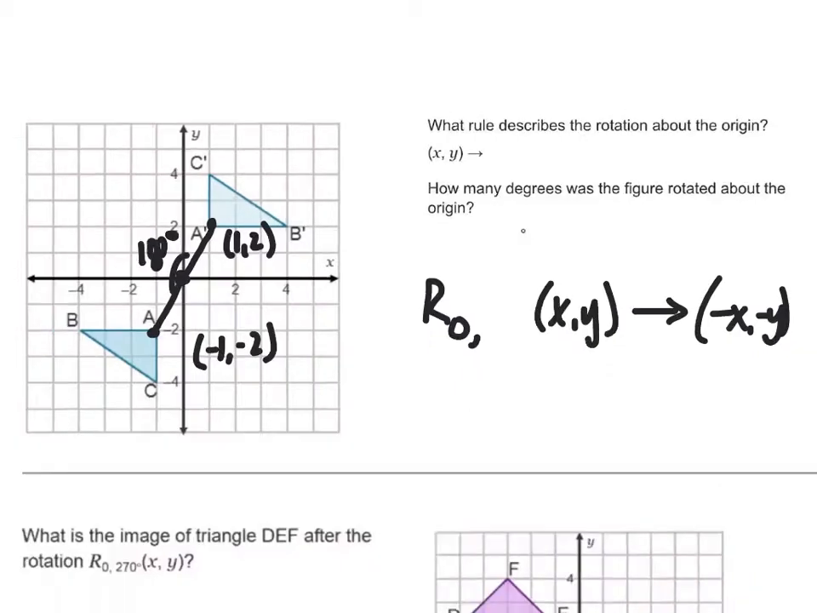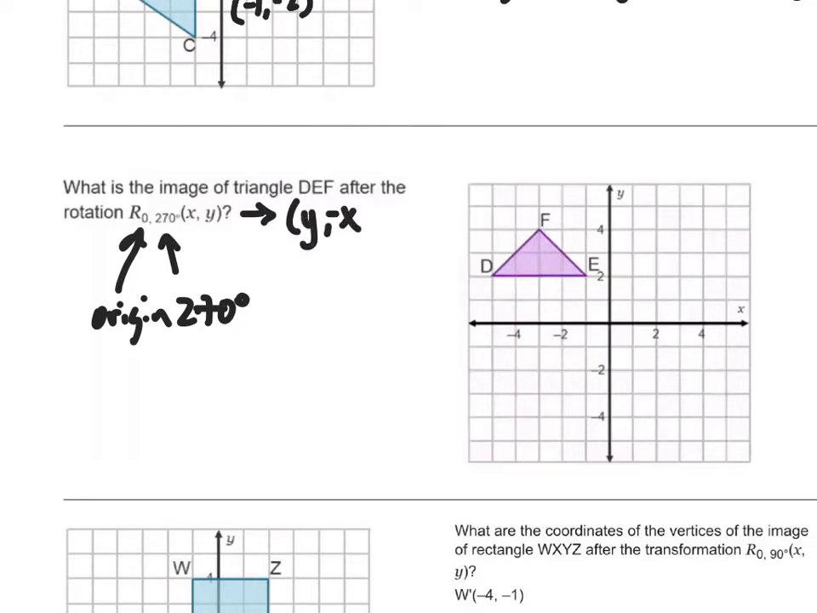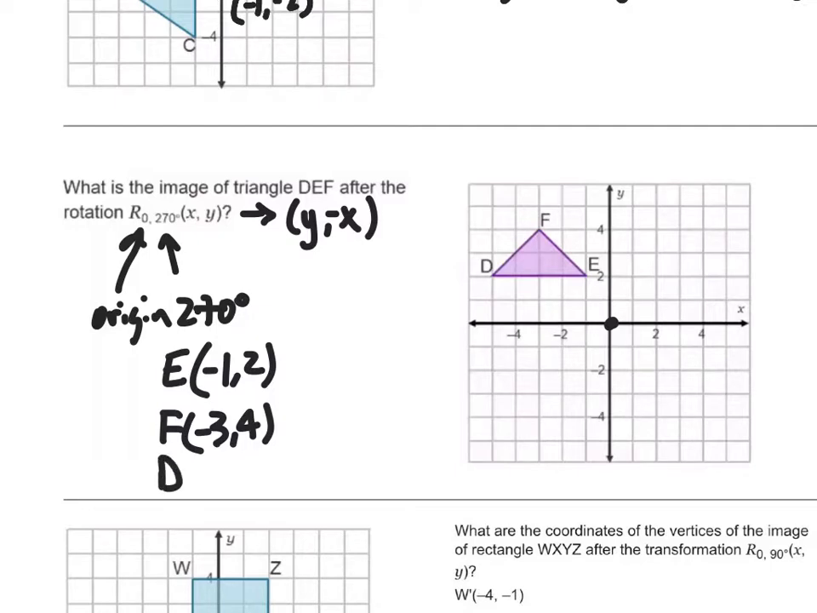On this next one, it says, what is the image of the triangle DEF after the rotation about the origin? So here's the origin. We're going to rotate this 270 degrees. What's going to happen from our rule? Remember that if you get the point Y and then X, X is opposite. So here's my origin, and I have point E, and let's write all these out. E is the point -1, 2. F is the point -3, 4. And D is the point -5, 2.